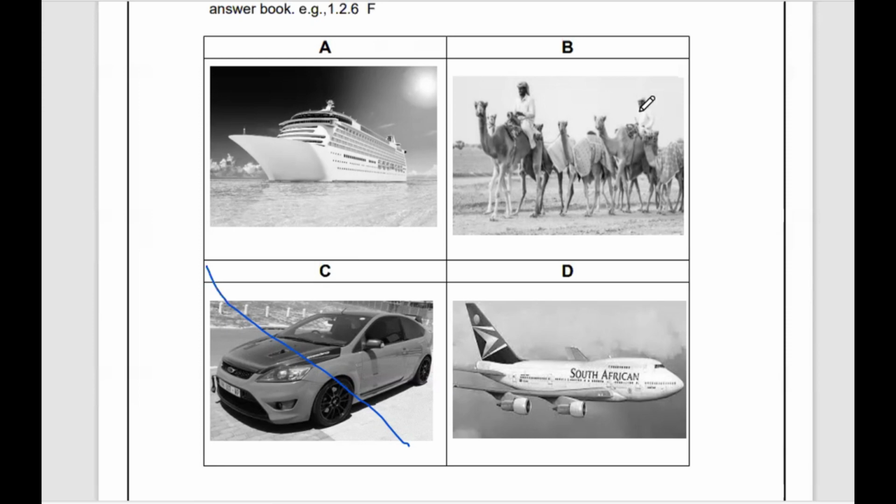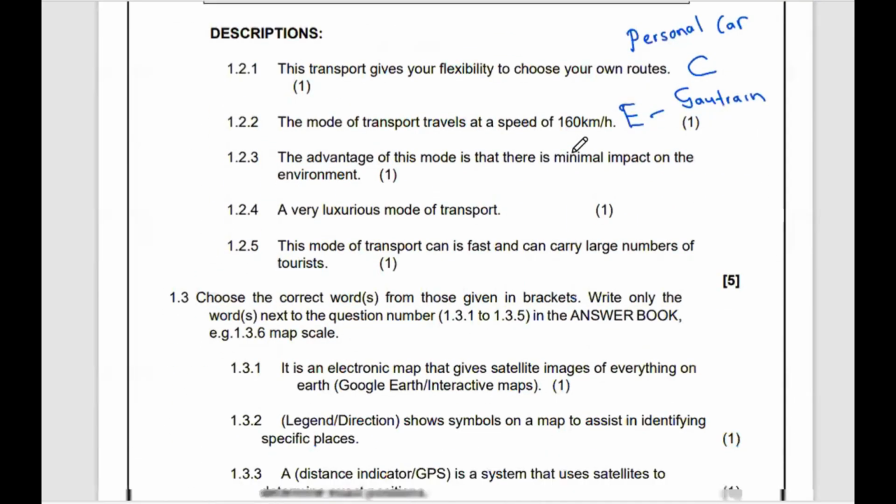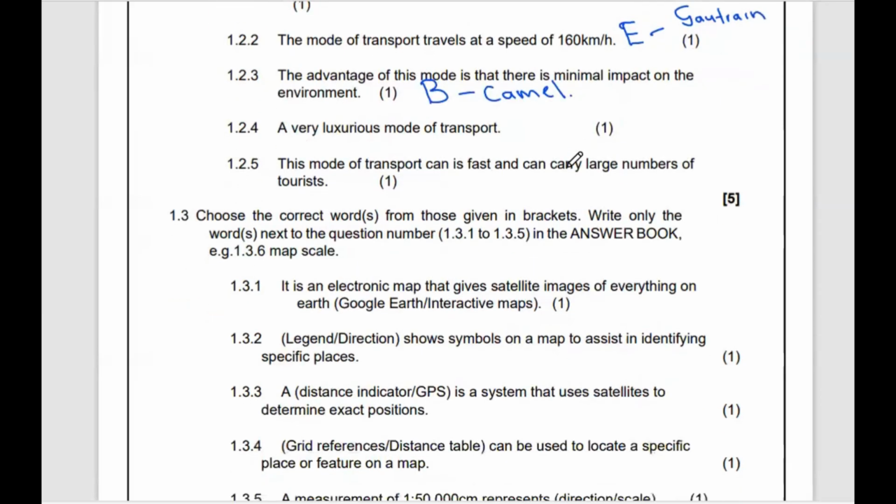Then we'll move on to B. We do have camels, which are animals adapted to the natural environment. So B, camel, would be the appropriate answer for question 1.2.3. The advantage of this mode of transport is that there is minimal impact on the environment. Camels do not disturb the environment, so we would rather opt for camels in this particular scenario. Then moving on to the next question.